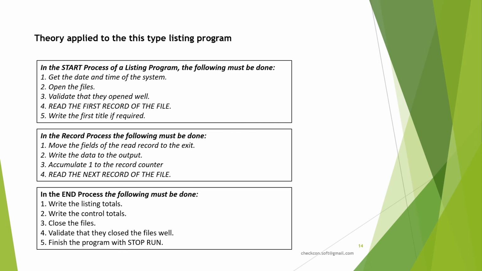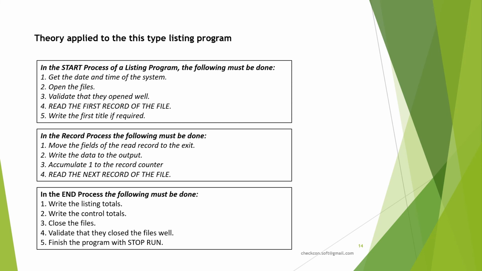In the record process, the following must be done. 1. Move the fields of the read record to the output. 2. Write the data to the output. 3. Accumulate 1 to the record counter. 4. Read the next record of the file.